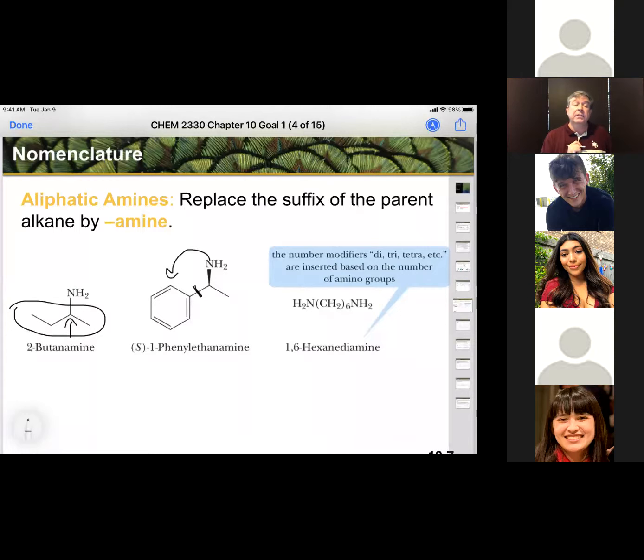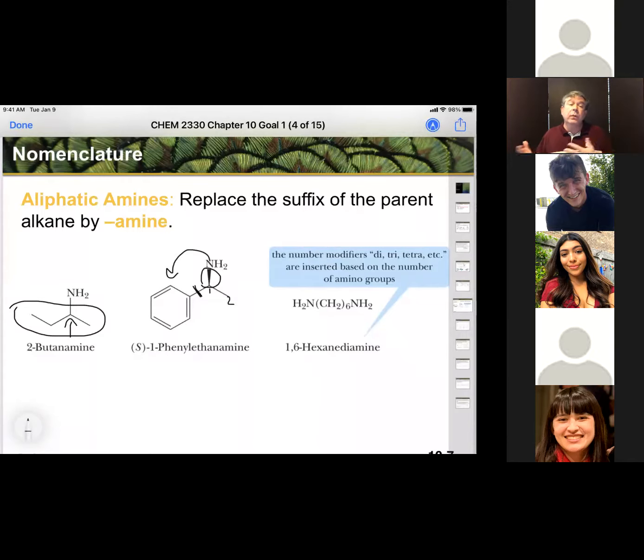So the phenyl group is a substituent, and we name for the longest carbon chain. So we have 2 carbons here, so we have ethylamine or ethanamine, okay? And we put the phenyl group as a substituent, okay? Now here we do have a wedge showing us we have chirality, okay?